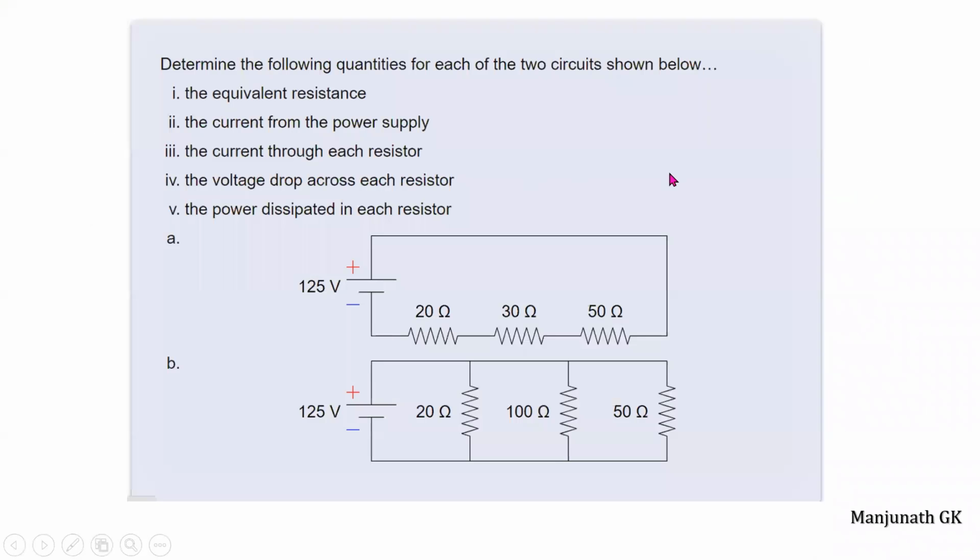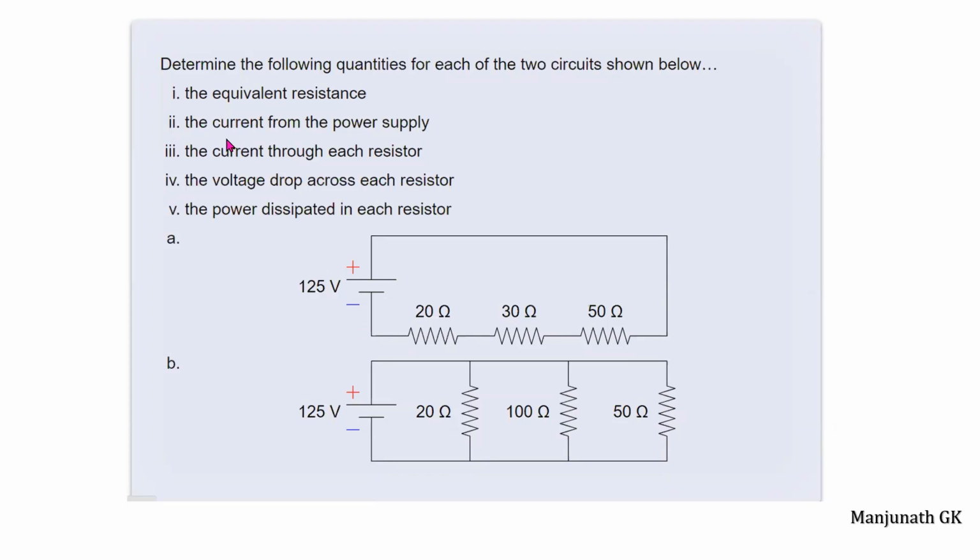Okay. Keeping those points in your mind, we have discussed a few things. Keeping all those things in mind, we will solve one simple problem here. Determine the following quantities for each of the two circuits shown below. There are two circuits, A and B.